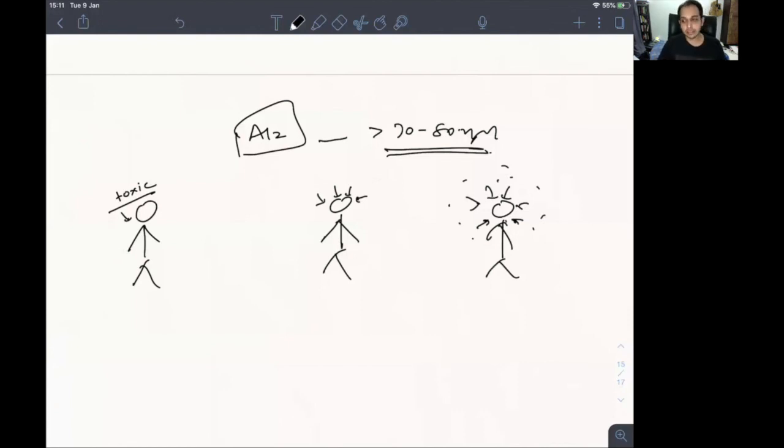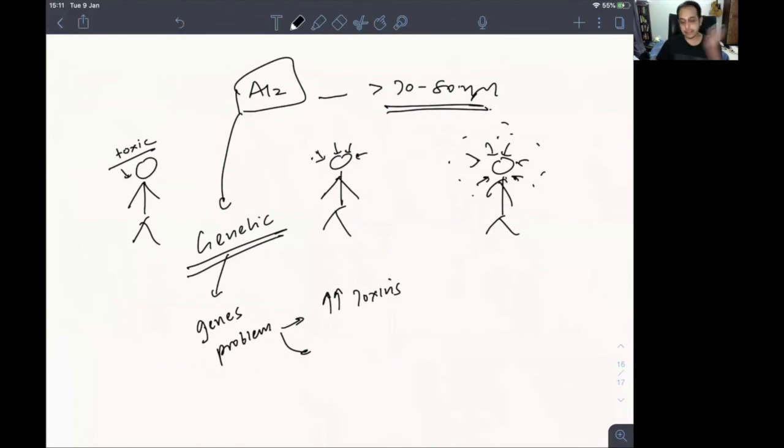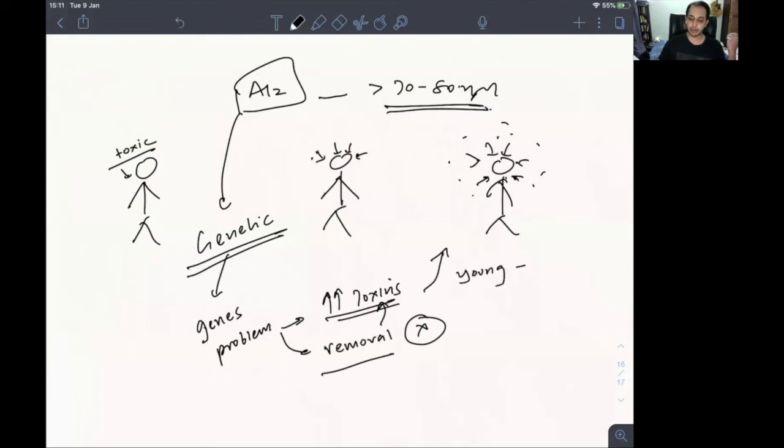So in a normal scenario, Alzheimer's should not happen early unless there is a genetic component. So sometimes some of your genes have a problem. Okay, so your genes have a problem. So then the same toxins can get formed a lot more. Or the garbage removal mechanism. So every brain has a way to remove the toxins. So suppose that garbage removal is gone, then there will be more toxins, and so you can have even young people coming with memory loss.